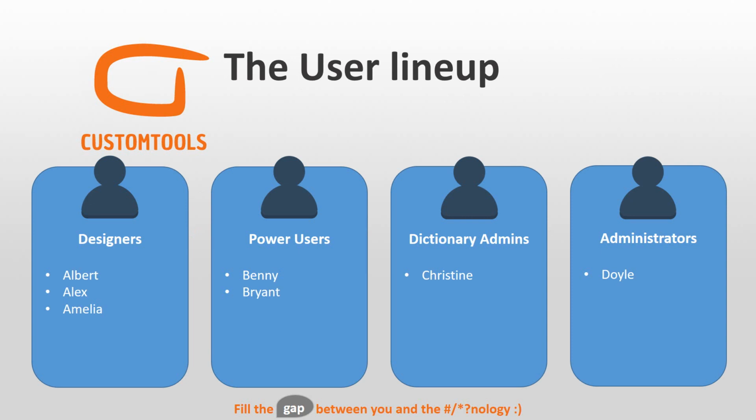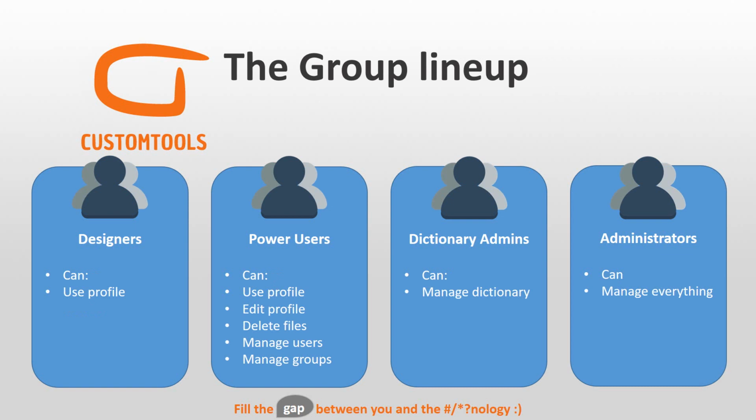So let's have a look at our company users. Our human resources are very strict that new employees follow alphabetical order. I like that. So we have some designers, power users, dictionary admins, and administrators. Based on these, we have some different rules.